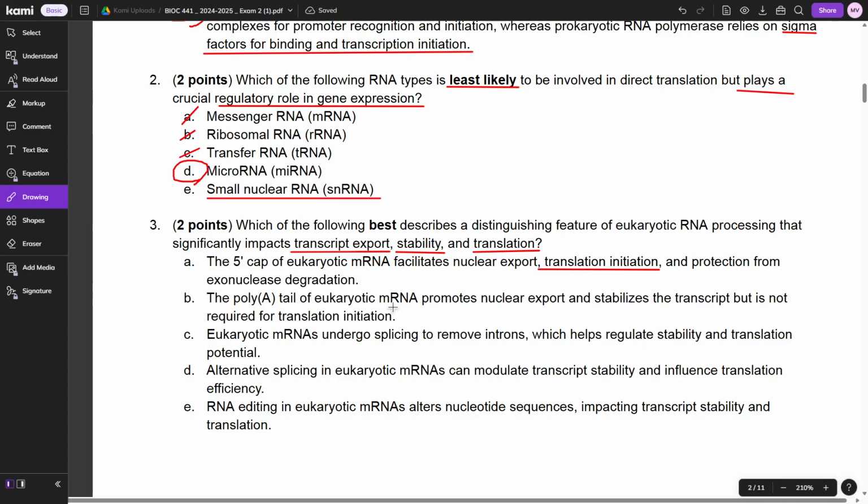The poly A tail of eukaryotic mRNA promotes nuclear export and stabilizes the transcript, but is not required for translation. This is wrong. If you remember that one slide that I talked about where it turns into a U shape, it is required for translation initiation. There's one slide exactly. It's a slide that has the Kozak sequence and stuff. That slide shows you that translation initiation requires this U shape for eukaryotes, and so it is required for initiation. That is wrong.